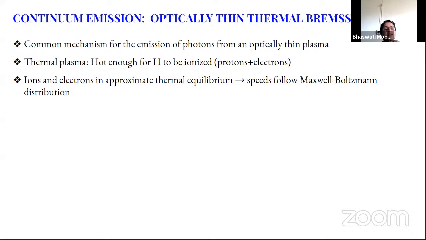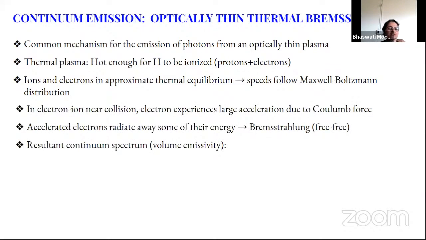Now these ions and electrons are in approximate thermal equilibrium, hence this emission is thermal. It represents the temperature of the kinetic energy of the system. And if it is thermal, since it's in thermal equilibrium, the speeds that the particles, the electrons and protons in the plasma have, follow the Maxwell-Boltzmann distribution. So these are the primary things.